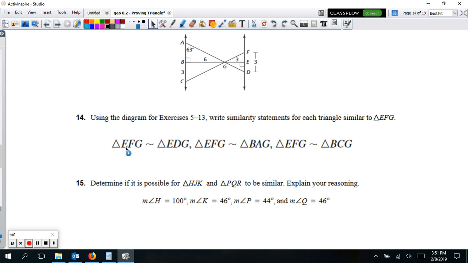So the EFG is similar to EDG. That would be this other one on this side. It's similar to BAG, so that's the BAG up here, and it's also similar to BCG. So BCG, this one down here.